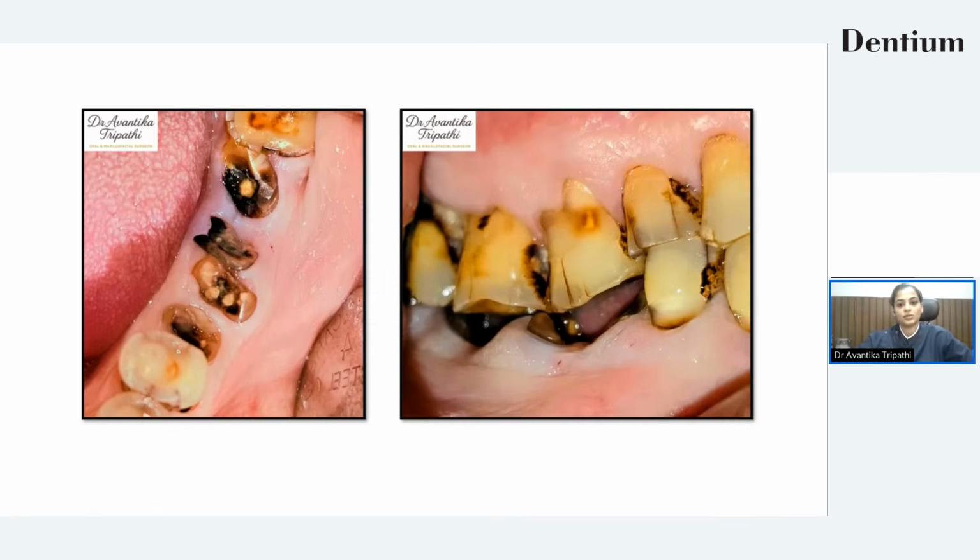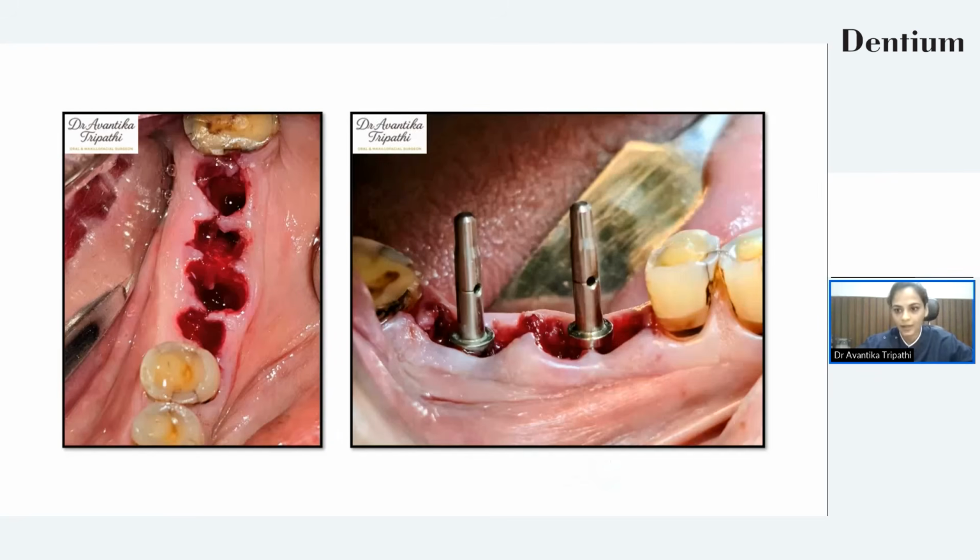This is the case of a patient with root stumps present in the 4-6 and 4-7 region. I removed the root stumps and placed 2 bright bone level implants immediately. As I told you, it has a very good primary stability, so in immediate implant cases it works wonders. It is going to provide a very good primary stability in minimum bone as well.